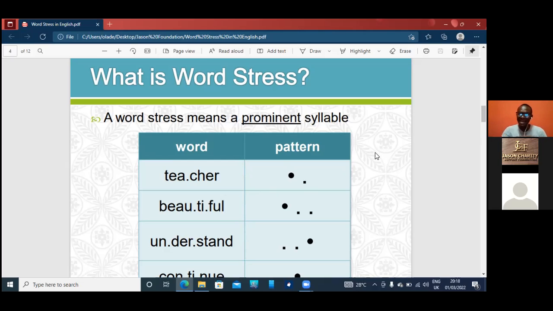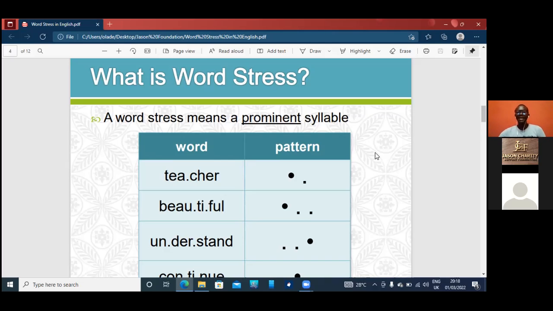The schwa sound is like the inverted E. When you write E upside down, that's the schwa sound. And the schwa sound is the shortest sound in the English language. It is what we refer to as a weak vowel, so it does not take stress. All right, so teacher has the schwa sound on the second syllable, so that cannot be stressed. So the stress will be on the first syllable.